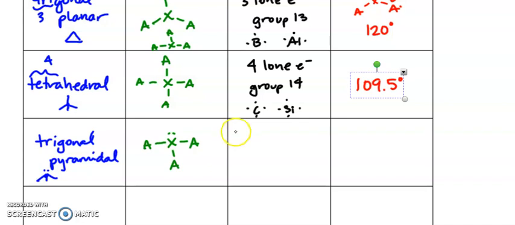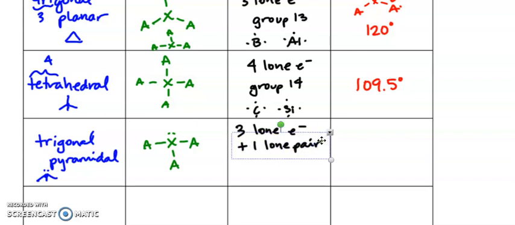So this is going to be ones that have 3 lone electrons, plus 1 lone pair. So this is going to be like group 15. This would be something like nitrogen, which has a lone pair right there and 3 single electrons. Or something like phosphorus, which has the same. So again, this is a little more complex in terms of its bond angle. A number to memorize with this shape is 107 degrees.